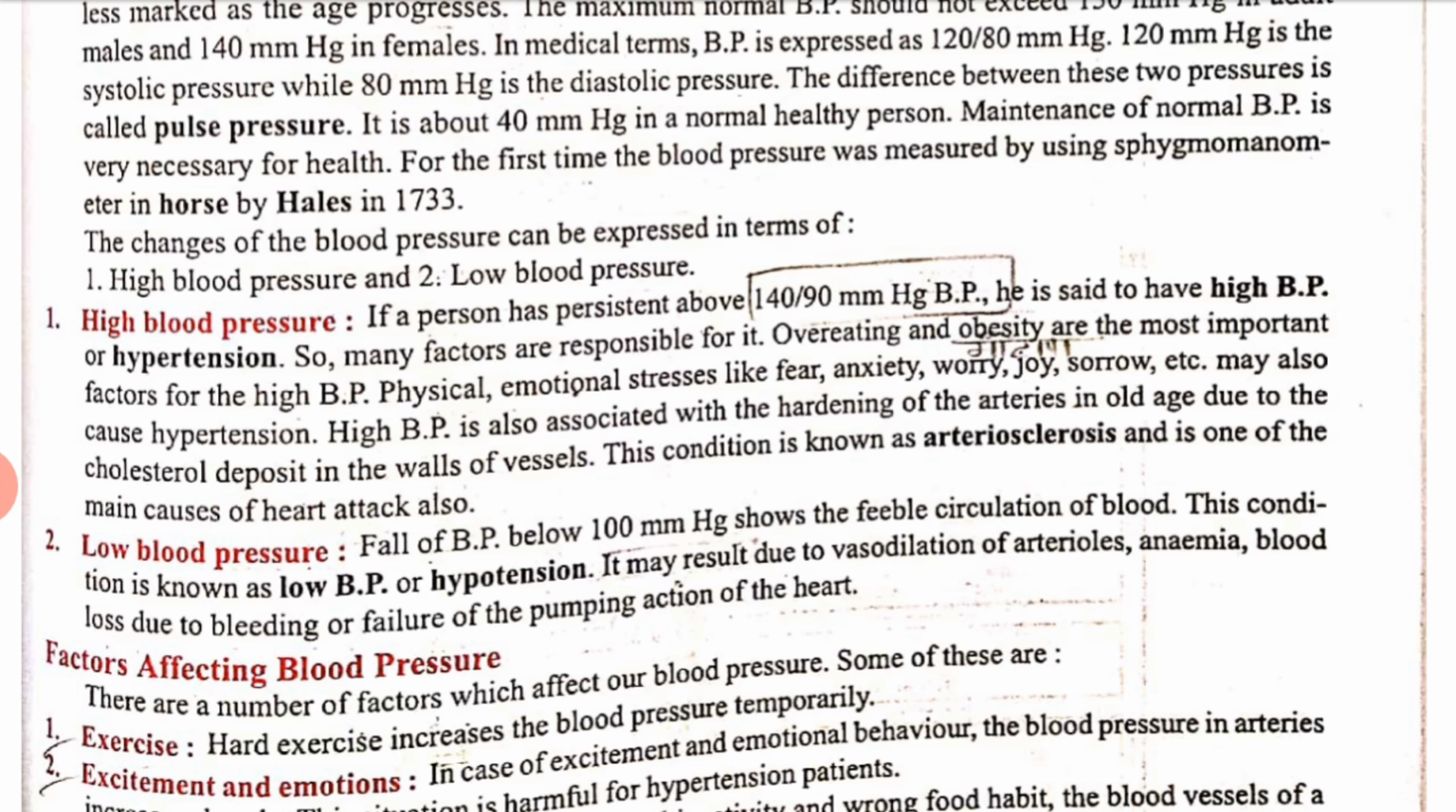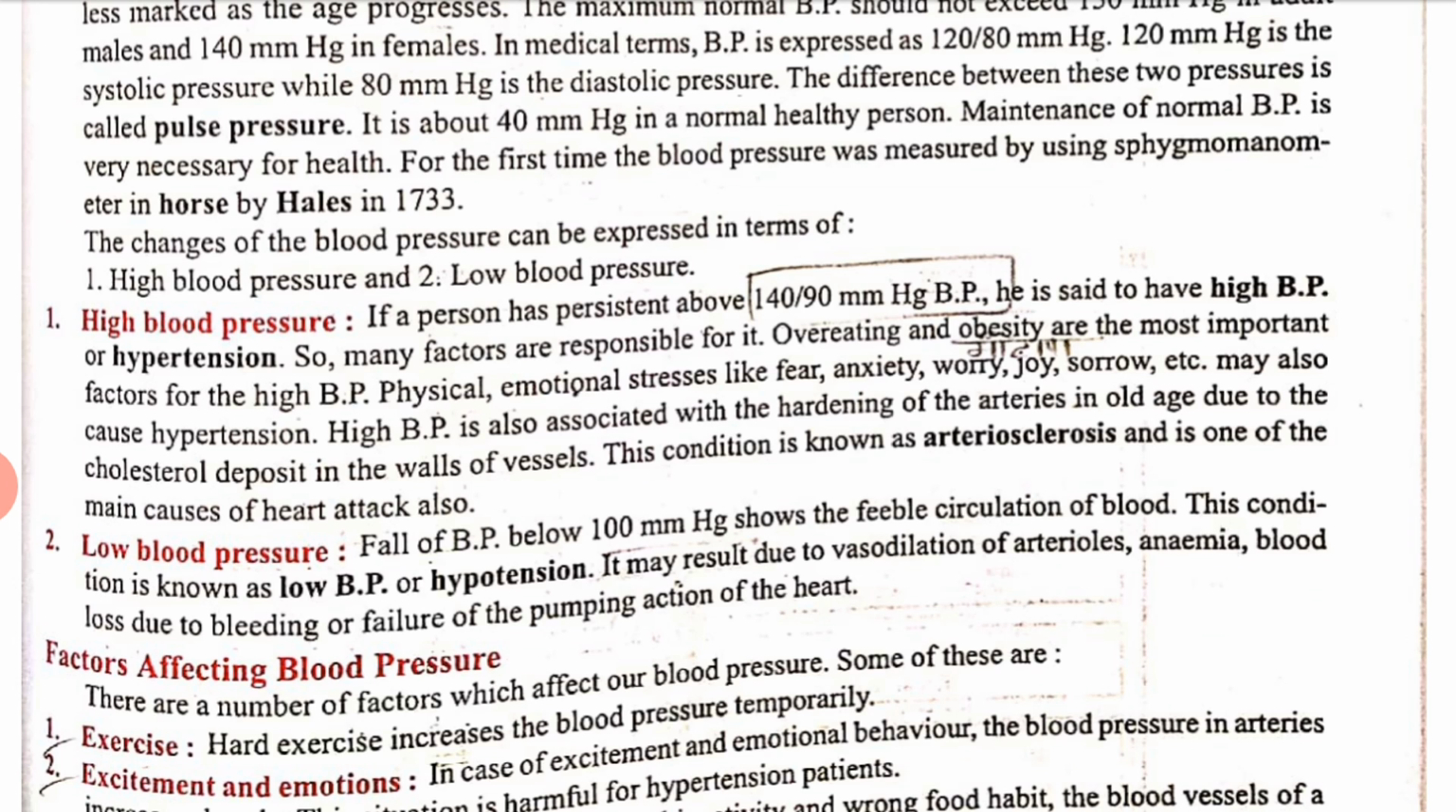Clear? Now next we have is low blood pressure. So a fall of blood pressure below 100 mmHg shows feeble circulation of the blood. This condition is known as low blood pressure or hypotension. So one is hyper and this is hypotension. It may result due to vasodilation of the arterioles, anemia, blood loss, bleeding, or failure of the pumping action of the heart. So maybe we can say these are the reasons of low blood pressure.